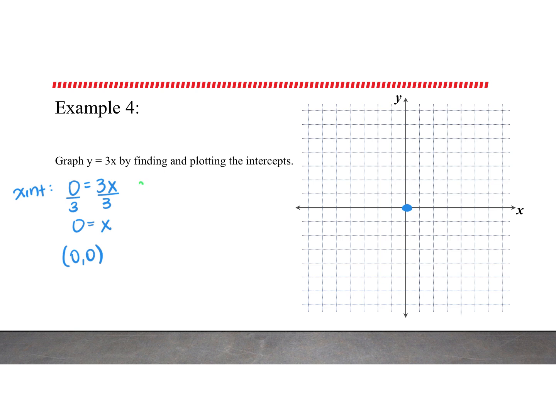For our y-intercept, we're going to do the same process. This time we're going to plug in the 0 where the x goes. 3 times 0 gives us 0, and we get y equals 0. So that is the ordered pair (0, 0). And I'm going to put that dot right there so you can kind of see both. And you'll notice really quickly that that did not give us much to graph with.